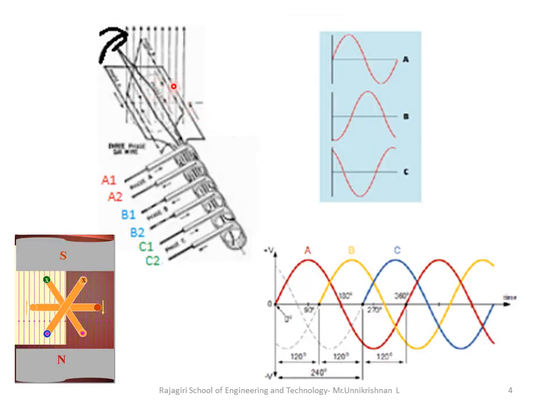So now we have kept three coils which are equally displaced from each other. So we have coil A, coil B, coil C. Each coil has two endpoints, and in each endpoint we are connecting using a slip ring. So the endpoints of coil A will be A1, A2, the endpoints of coil B will be B1, B2, and the endpoints of coil C will be C1, C2.